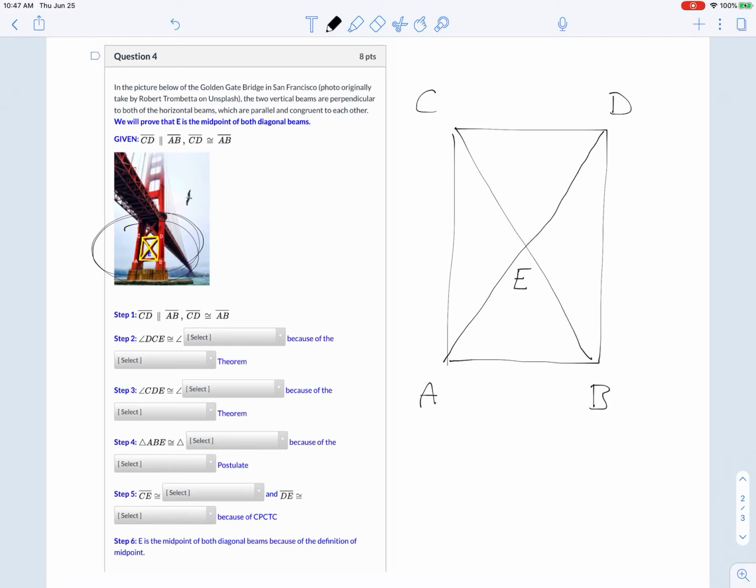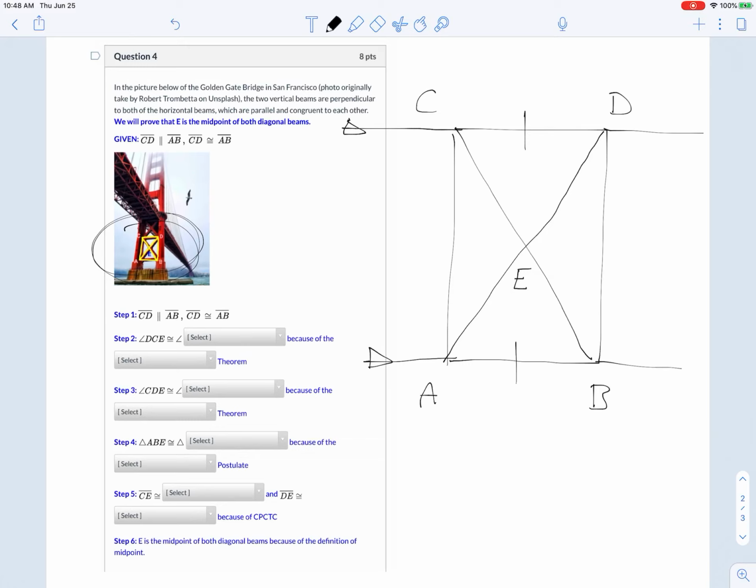Pieces that we know were given: segment CB is congruent to AB. They're segments. It's okay to draw those parallel lines in. It's really helpful to find the relationships. And CD is congruent to AB. All right, 1 mark there, 1 mark there for congruence.